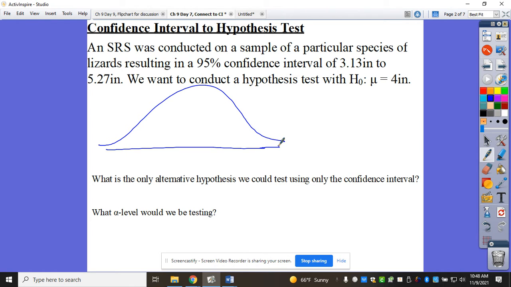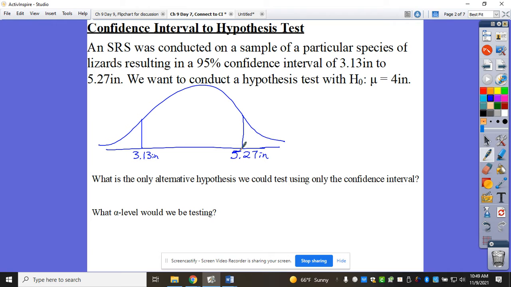I've got a curve because I'm dealing with normality. How many lines do I have drawn if it is a confidence interval? 2. I have one on each side. This one is at 3.13 inches. This one is at 5.27 inches. So this is saying we are 95% confident that it is between 3.13 and 5.27.